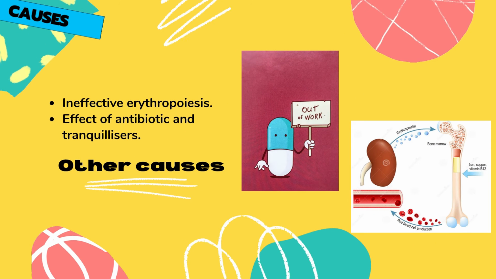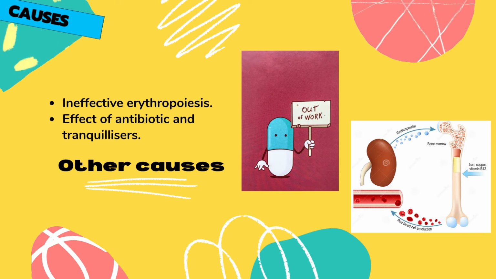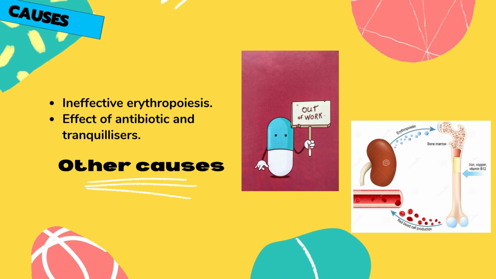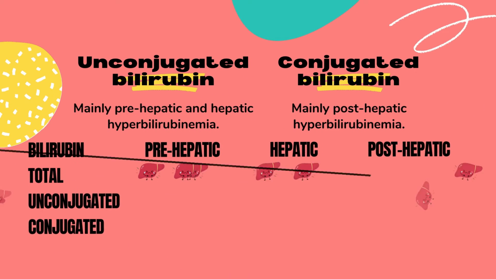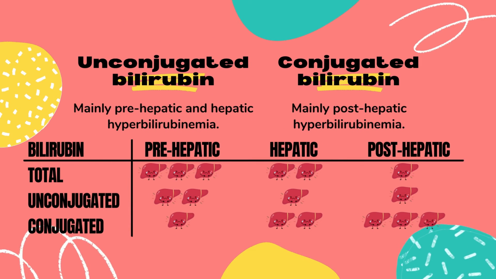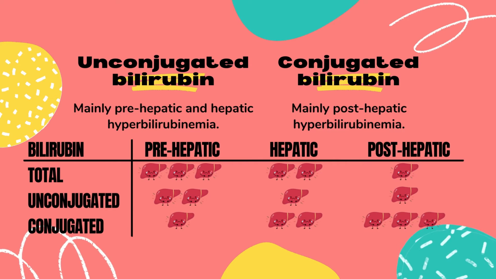It can also be due to other causes such as ineffective erythropoiesis or the effect of antibiotics and tranquilizers. Unconjugated bilirubin can be seen mainly in prehepatic and hepatic hyperbilirubinemia, whereas conjugated bilirubin can be seen mainly in post-hepatic hyperbilirubinemia.